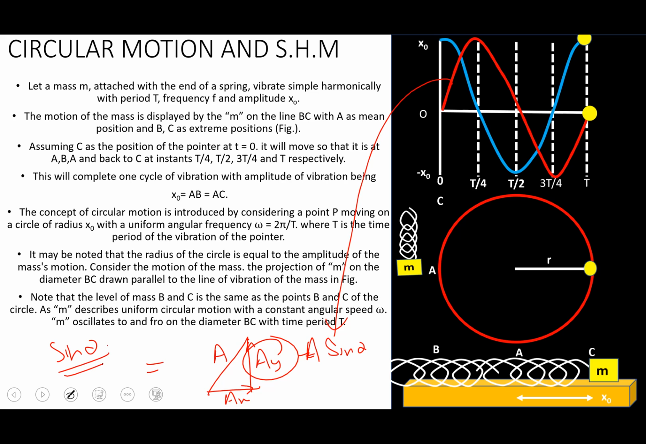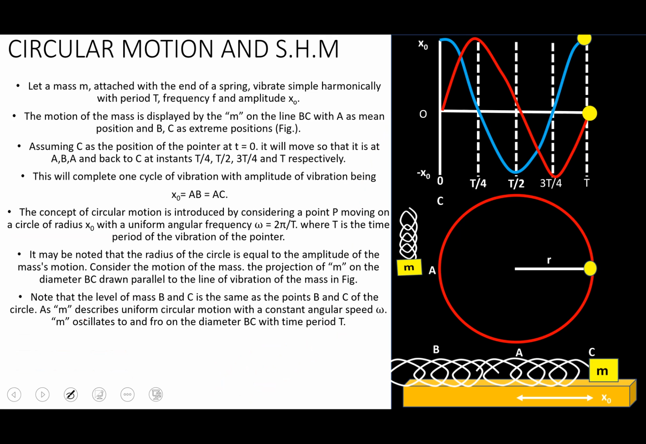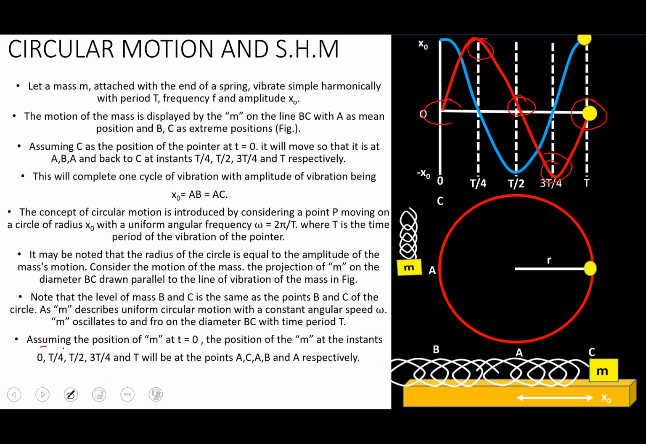Now we can compare it over here, that in this case, at point 0 the sine 0 is 0, sine at pi by 2 is maximum, which is shown over here, and in a similar way sine at 180 is 0 again, and at 270 it is negative, and at 360 it is 0 again. Now, assuming that the position of m at t equal to 0, the position of m at the instants 0, T by 4, T by 2, 3T by 4, and T will be O, A, C, B, and A respectively.